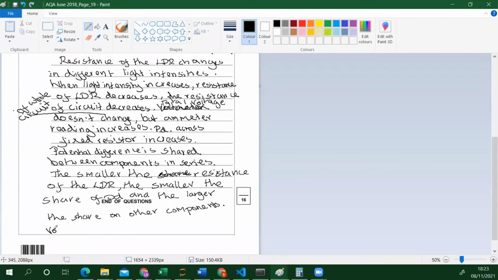And just the last bit. So the voltmeter reading across the LDR decreases. So that's the 6 marks there.